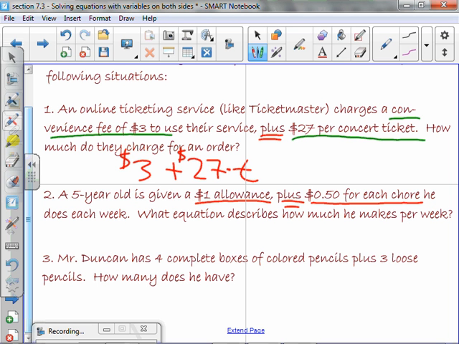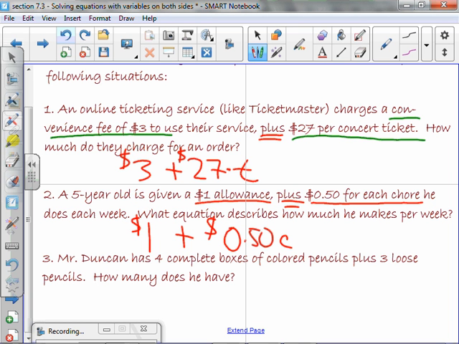So I have $1 he's making no matter what, plus 50 cents for each chore. So that means times the number of chores. I'm going to pick C to represent the number of chores. So we have $1 plus 50 cents times C. Okay, and once we know what C is, we can plug it in here and know what this child is going to make for the week.